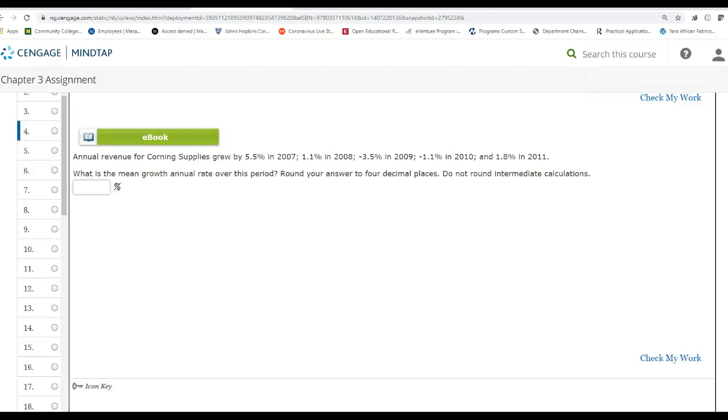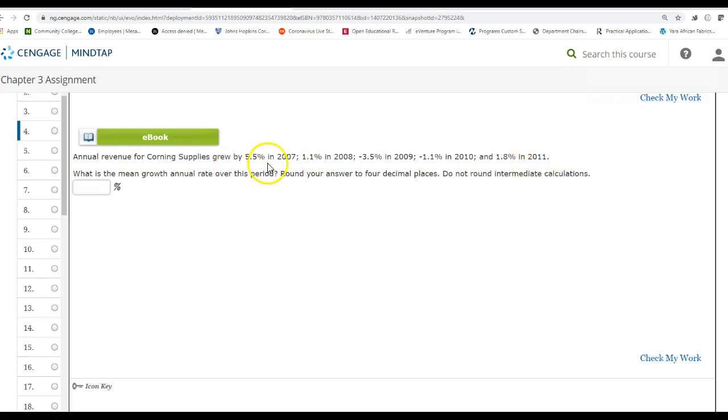Okay, we're taking a look at a geometric mean problem from Chapter 3. This is in the Chapter 3 assignment. So we're looking at annual revenue for Corning Supplies, which grew by 5.5%, 1.1%, negative 3.5%, negative 1.1%, and 1.8% from 2007 to 2011, respectively.